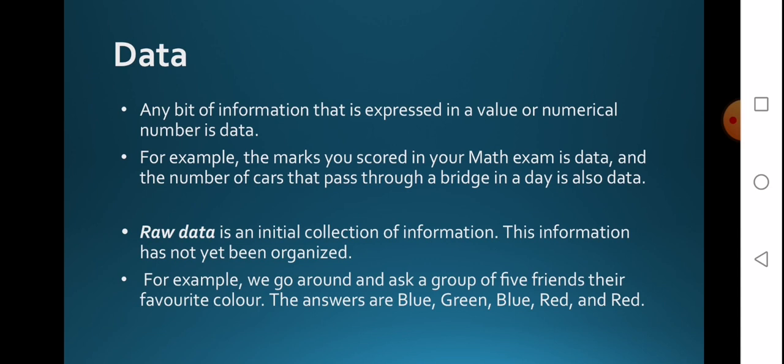After the very first step of data collection, you will get raw data. Raw data is an initial collection of information. This information has not yet been organized. For example, we go around and ask a group of 5 friends their favorite color. The answers are blue, green, blue, red, and red. So this collection of information is the raw data.